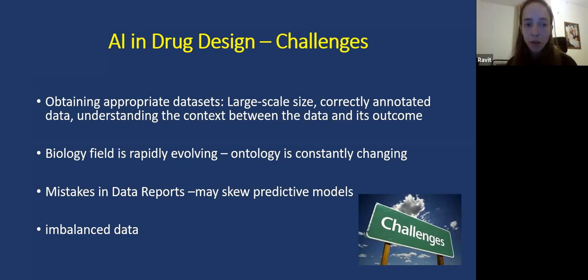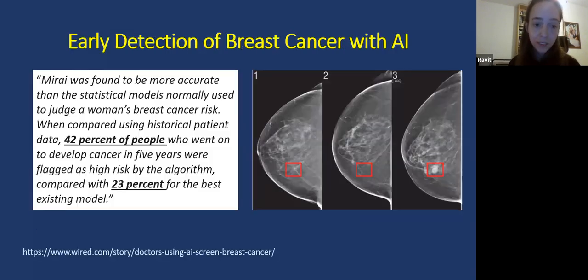And also, the biology field is rapidly evolving. Ontology is constantly changing. This may affect the correctness of annotated data, and mistakes in data reports may skew predictive models. Another issue is imbalanced data. For instance, in literature, you would normally find only compounds with positive activity rather than compounds with negative activity. And this makes it difficult to obtain balanced data from datasets.